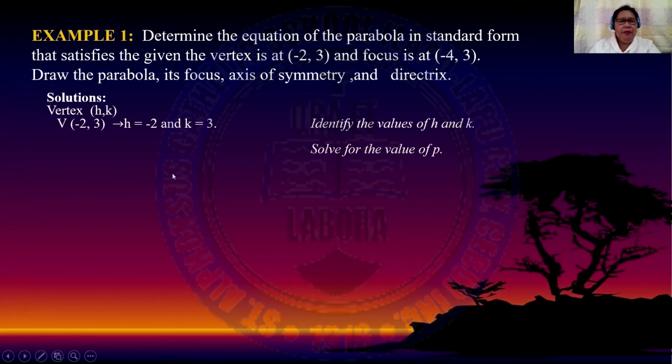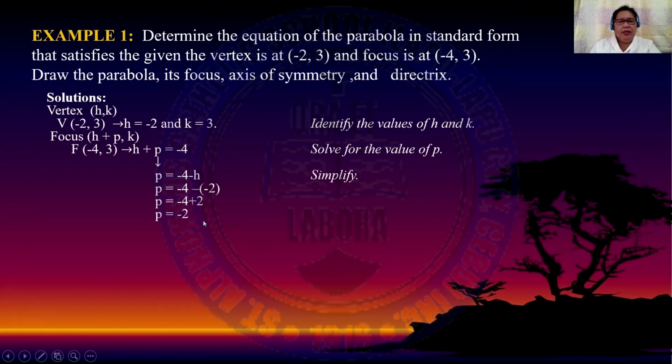Solve for the value of p. The coordinates of the focus is (-4, 3). So h plus p is simply equivalent to -4. Solving for p, this is equivalent to -4 minus h. You transpose h, then simplify. So -4 minus the value of h, which is -2, so p is equal to -4 plus 2, and p is equal to -2. So the value of p is -2.